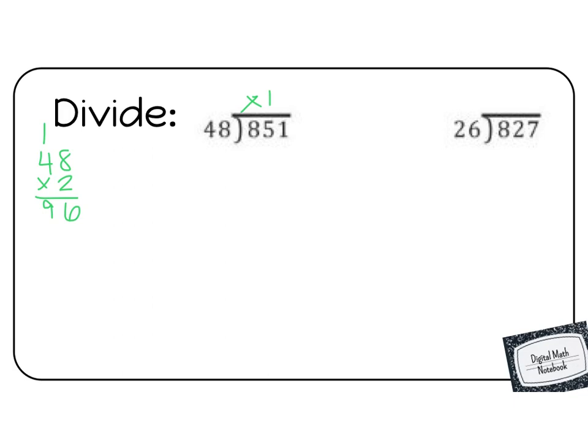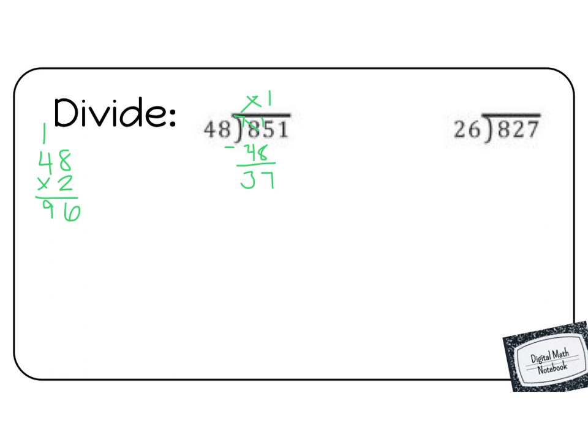So this was my divide step. Now I multiply. 48 times 1 is 48. And I write that underneath and I'm ready to subtract. If I have 5, I can't take away 8, so I have to borrow from the 8, which changes to a 7, and now my 5 is a 15. 15 minus 8 is 7. 7 minus 4 is 3. So I'm left over with 37.